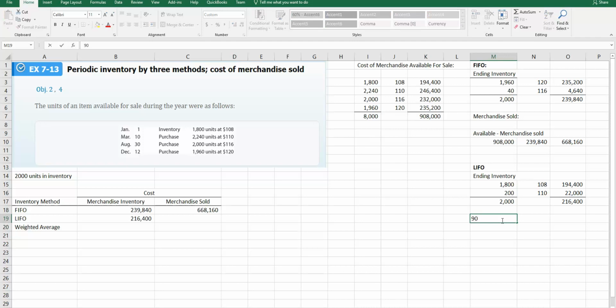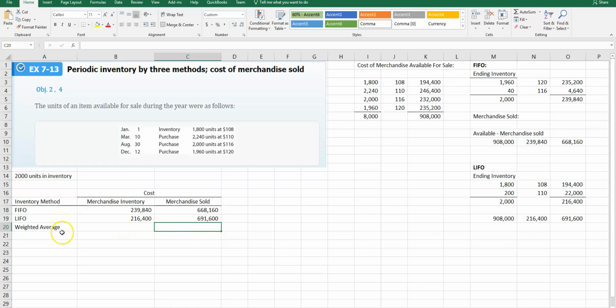Okay, we're going to do the same calculation for cost of merchandise sold. It is going to be the 908,000, and we are going to subtract the $216,400, and that will give us cost of merchandise sold. Okay, so 908 minus the 216,400 is 691,600. So I'm going to go ahead and drop that in here. And we now have the cost of merchandise sold and the cost of our ending inventory for the LIFO method.